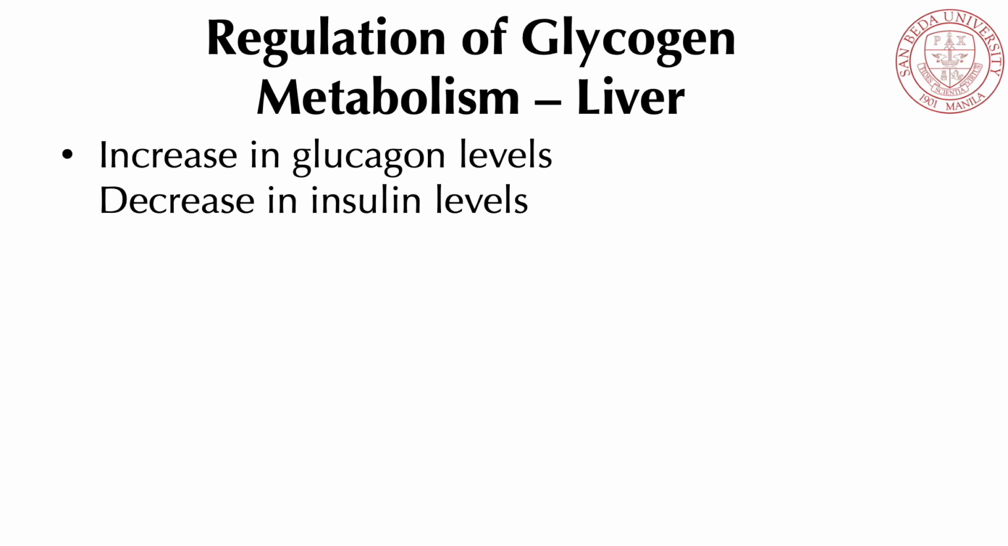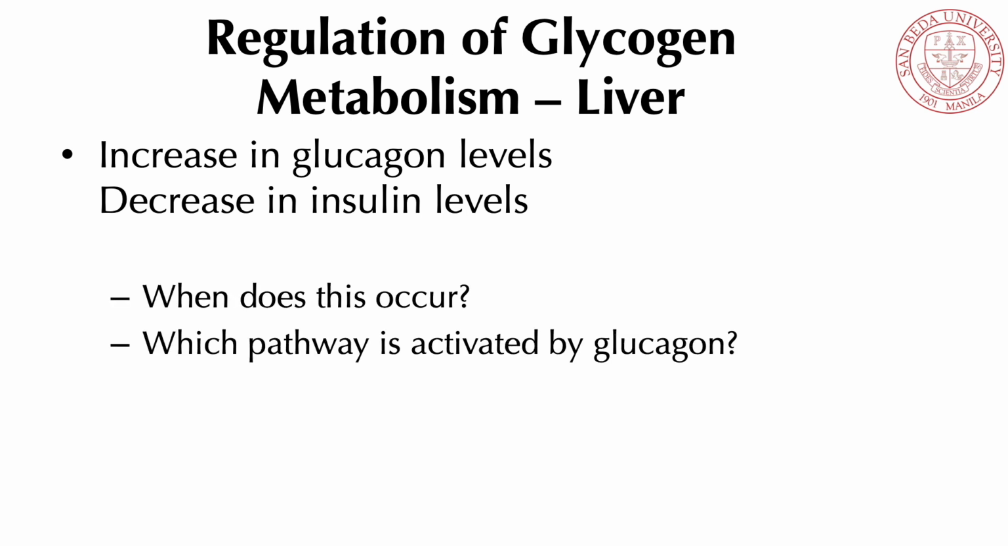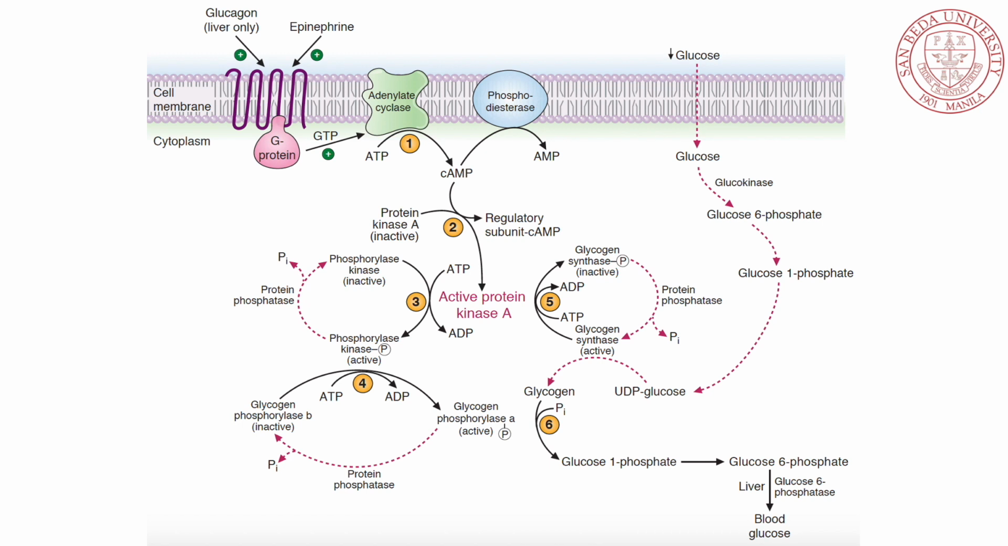Let us now take a metabolic scenario wherein glucagon levels are increased while insulin levels are decreased. When does this particular scenario occur? And which signaling pathway is activated by the predominant hormone glucagon? The answers to these questions are: 1. During the fasting state, and 2. Glucagon makes use of the adenylyl or adenylate cyclase pathway by binding to and activating a G protein coupled receptor or GPCR.